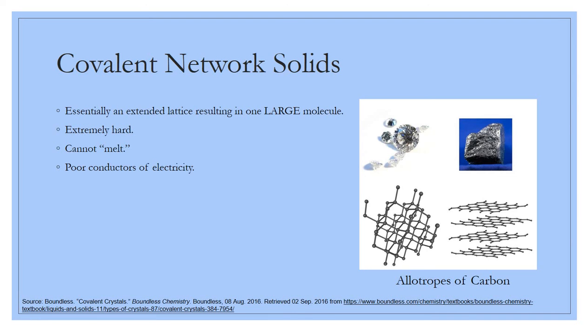Covalent network solids are really just one essential molecule that continually bonds in all directions. They are extremely hard. So if you consider the allotropes of carbon, carbon can be bonded in a structure like this and be present as diamond. It can be bonded in sheets and be the lubricant graphite, which you generally use as your pencil lead. It's extremely hard. These are not going to melt. And again, the electrons are not mobile, and so they're going to be poor conductors of electricity and really heat as well.